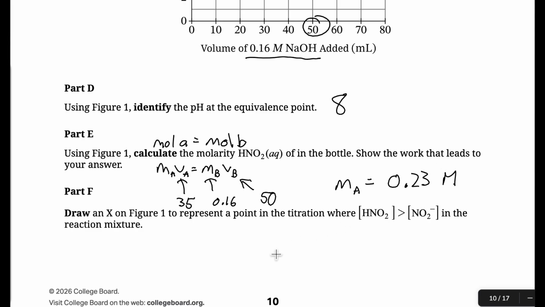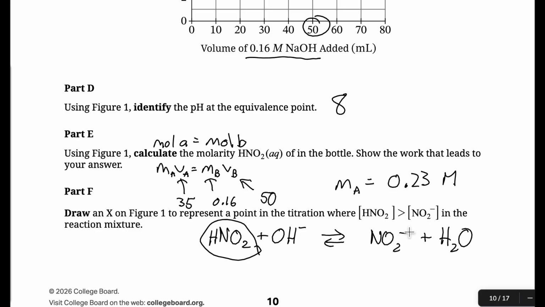Part F then says, draw an X in figure 1 to represent a point in the titration where HNO2 is greater than NO2 minus in the reaction mixture. To understand what's happening here, all we're doing is titrating this acid. So we have this acid right here, and we're titrating it using a base. And what we're forming, this is equilibrium here, is NO2 minus plus H2O. So it's asking for a point where this concentration is greater than here.